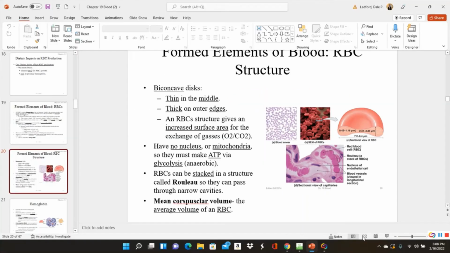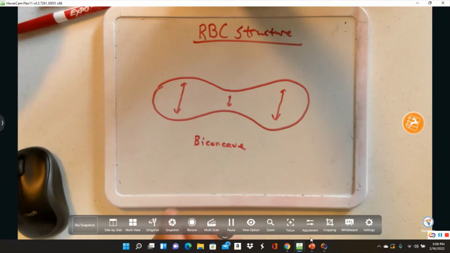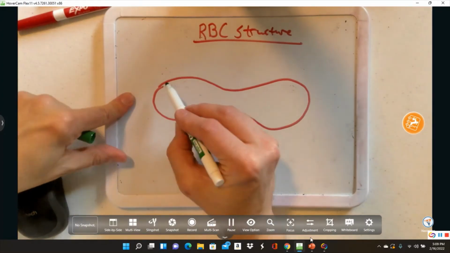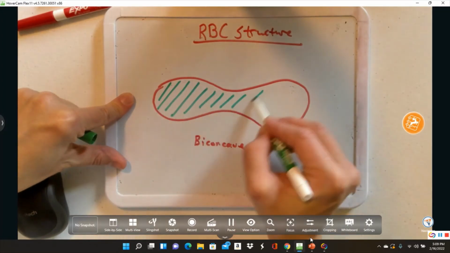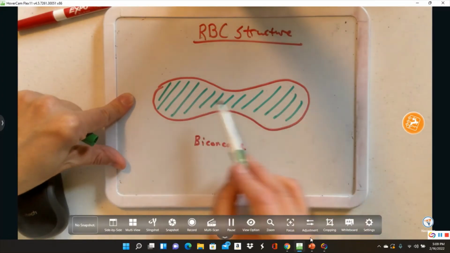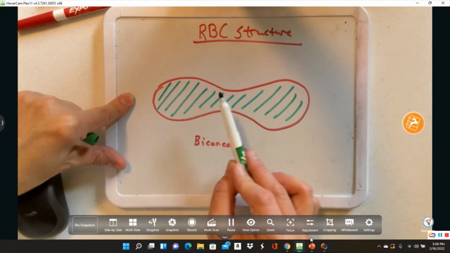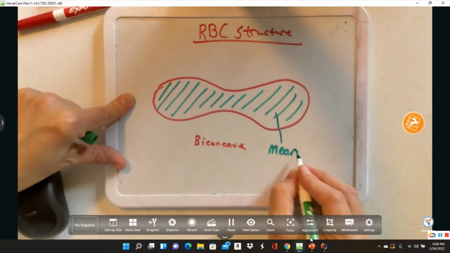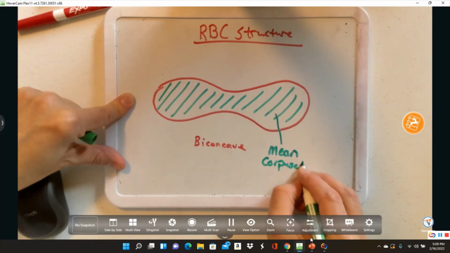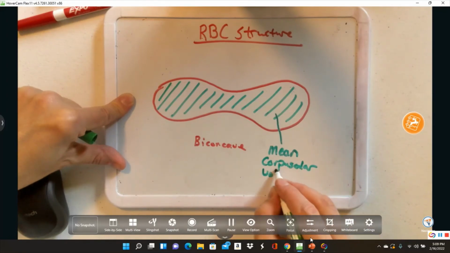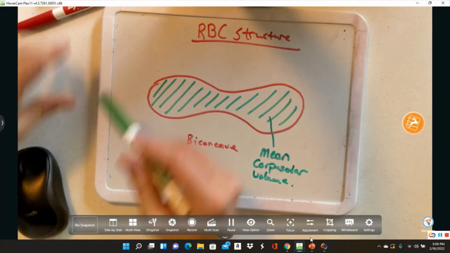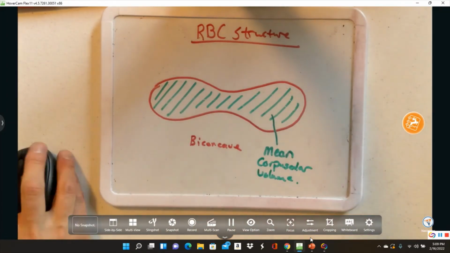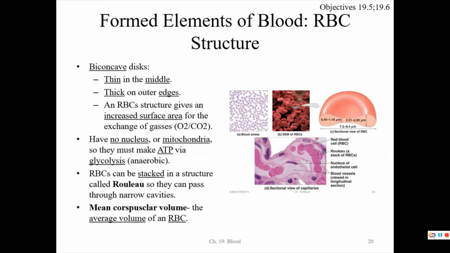And then inside there's a volume. If we were to go in here and measure the space inside this, and we did it for a bunch of red blood cells and averaged it, we call this average volume of red blood cell the mean corpuscular volume. The mean corpuscular volume is the average volume of a red blood cell.